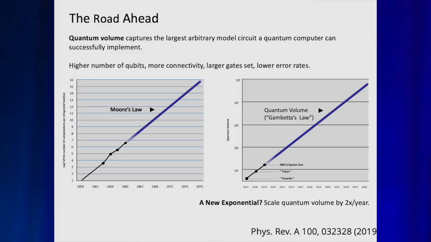So the road ahead, this is the slide I retained from IBM. I started off my talk from Moore's Law. Moore's Law started from the number of transistors in the first four years of the transistor developments. And then, of course, this doubling of the number of transistors continued until, let's say, today.